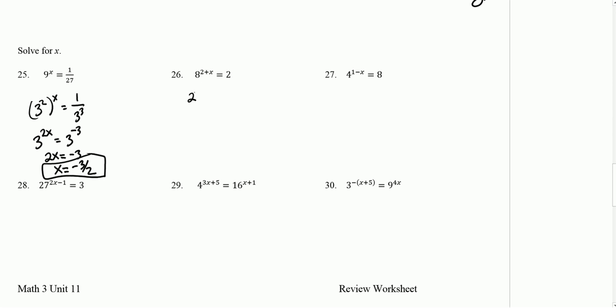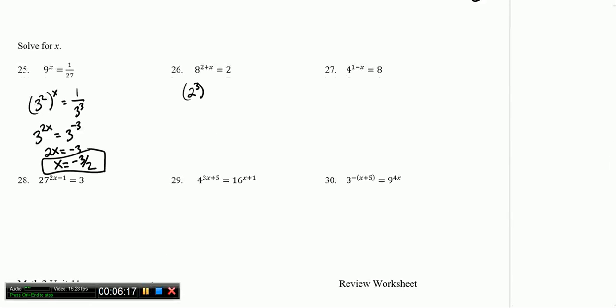26, 8 is 2 to the 3rd power. Still has the exponent 2 plus x, sorry. And 2 is just 2 to the power of 1. Here I have 2 exponents of 2, and you're going to multiply those exponents together, so we get 2 to the power, distribute the 3, and you get 6 plus 3x equals 2 to the power of 1.